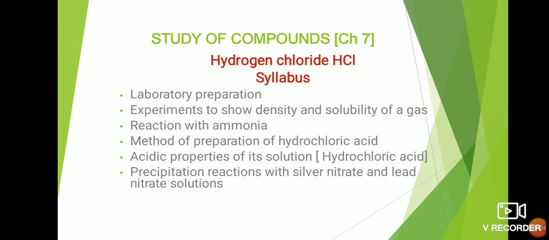The first chapter of study of compounds which we are going to cover, or the first compound, would be hydrogen chloride and hydrochloric acid. Both are represented as HCl. If HCl is written in the gaseous form, it is hydrogen chloride gas, and if it is written as a liquid state, then it is a hydrochloric acid. Second compound would be ammonia, third compound would be nitric acid, and the fourth compound would be sulfuric acid.